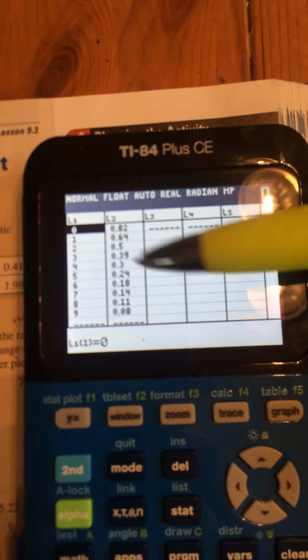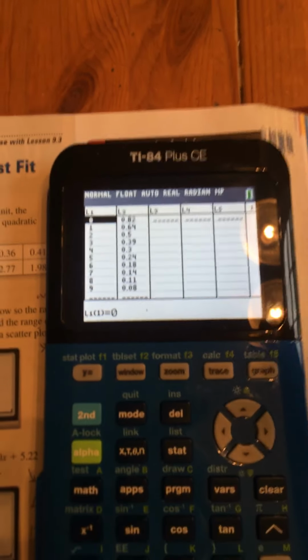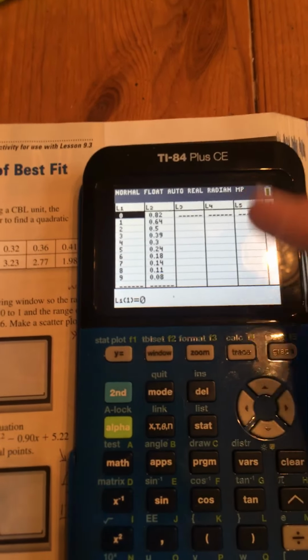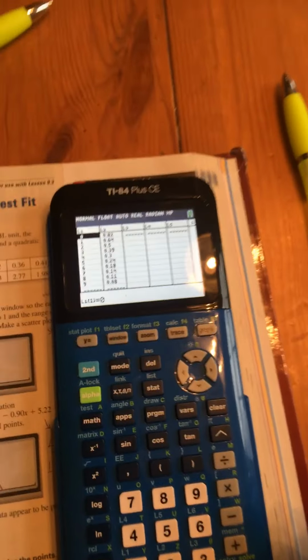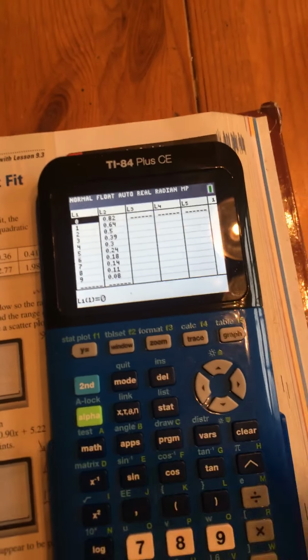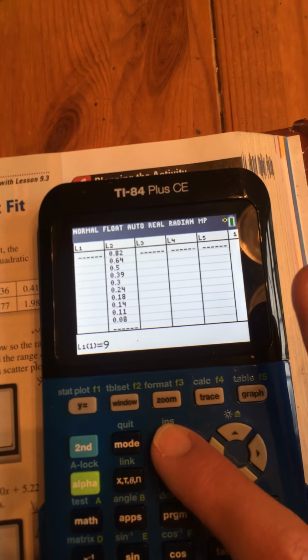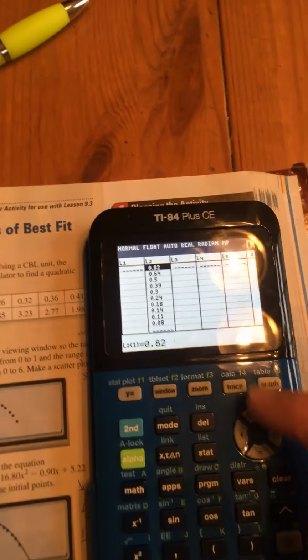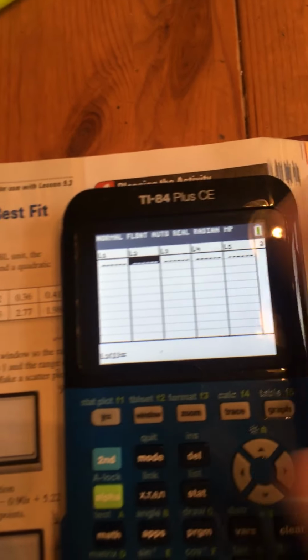But be careful. If your cursor is up on L1 or L2, you'll delete the whole list. You can get it back by going to SetUpEditor, but it's easier to not delete it in the first place than have to restore it. So I'm going to hit delete over and over again until that column's gone. I'll arrow over here and hit delete over and over again until that column's gone. If you have anything else, you need to get rid of that too. Everything needs to be empty.